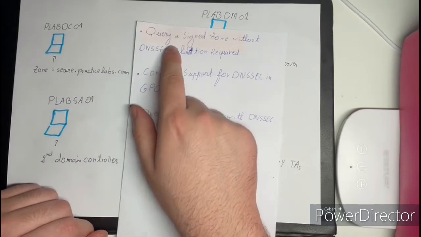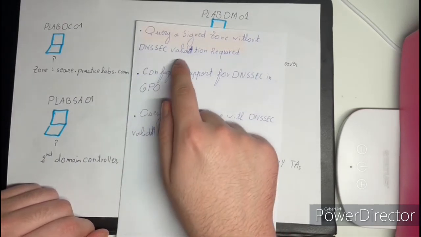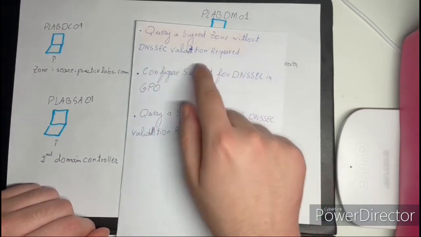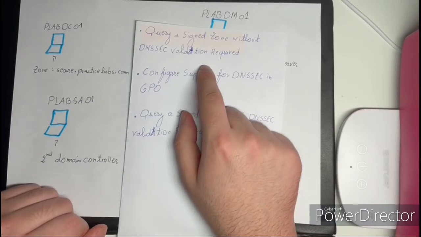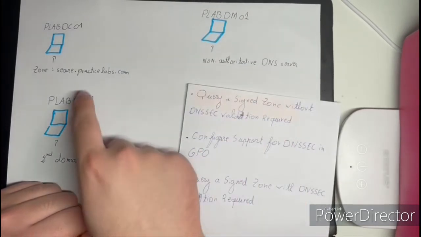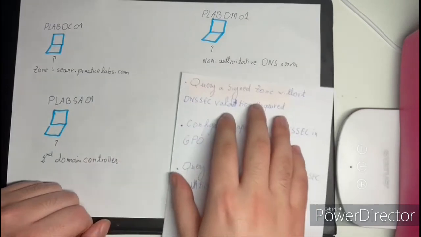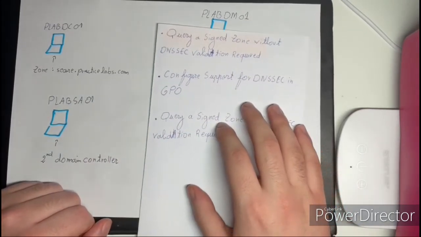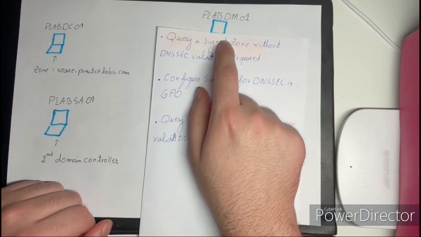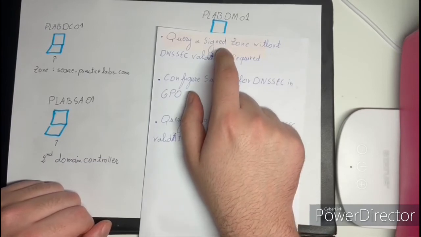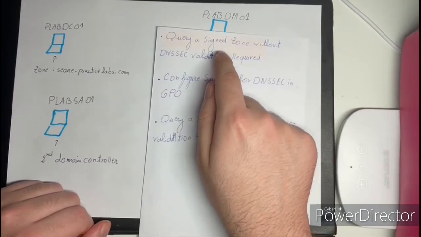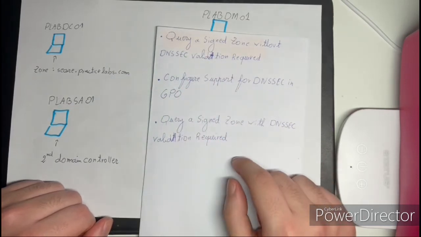After that, in this step, we query a signed zone without DNSSEC validation required. Basically, the securepracticelabs.com zone has been signed with DNSSEC. So in this step, we will test if a signed zone can be queried without the DNSSEC validation.